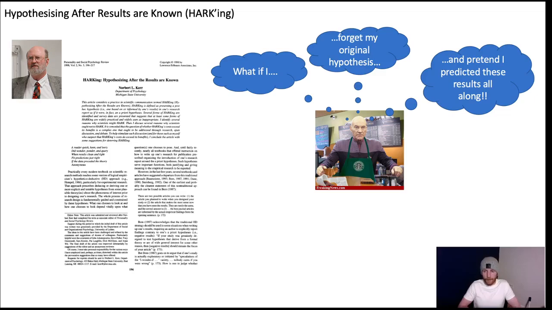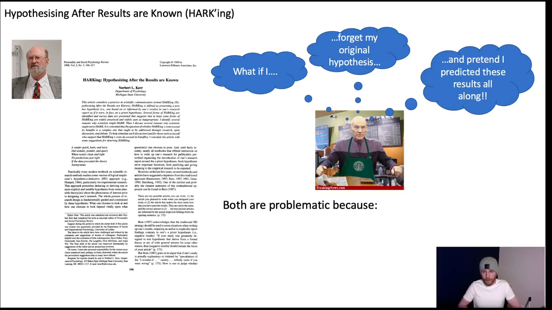And in that way, what he's doing is he's forgetting what we call his a priori hypothesis, that is, the hypothesis that was specified before the study was conducted, a priori, and he is pretending that he had always specified his post hoc hypothesis. Post hoc meaning after the event. So after he's collected data, he's creating a post hoc hypothesis, but he's pretending that it was a priori, and that's what you're not allowed to do.